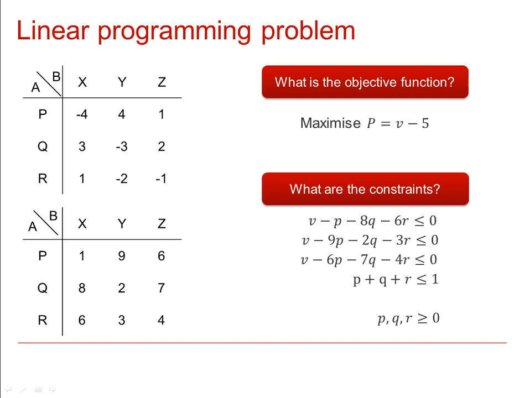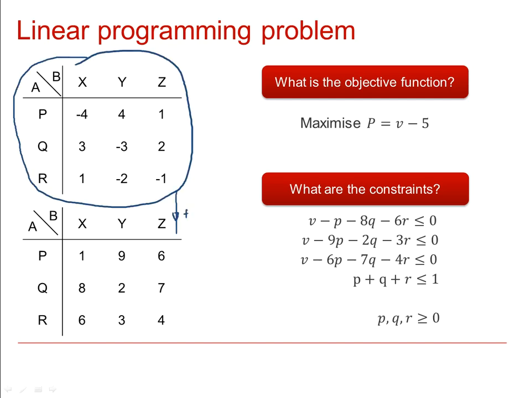In a previous video we saw how this 3x3 game could be set up as a linear programming problem. Firstly, by adding 5 to each of the values, so that we were to then maximize the value of this new game, p, which is v minus 5, would give us the value of the outcome to A.